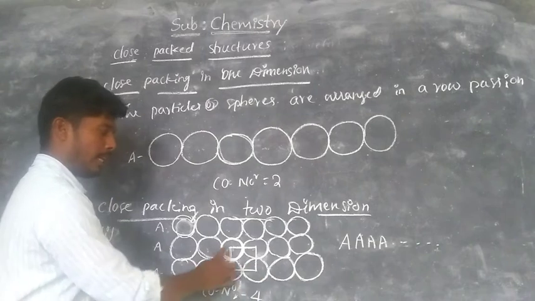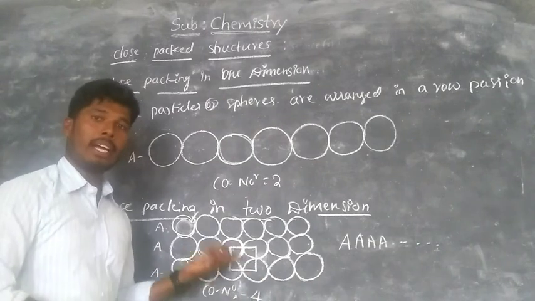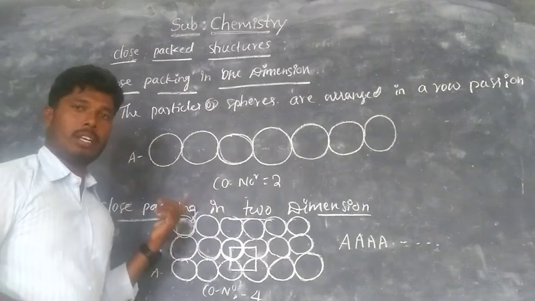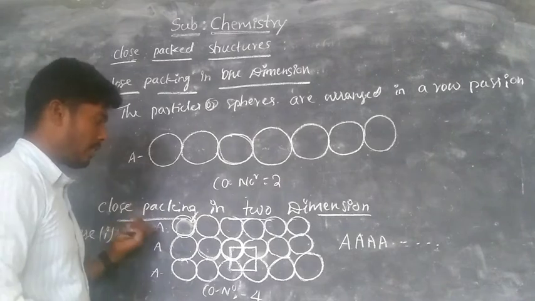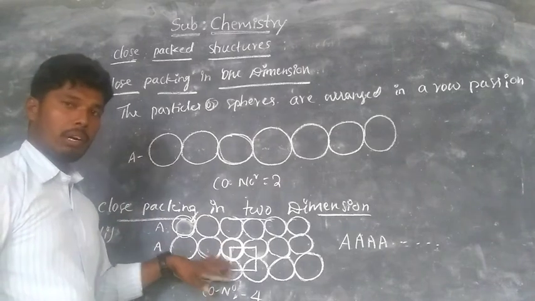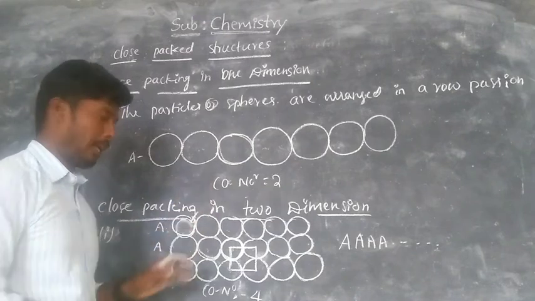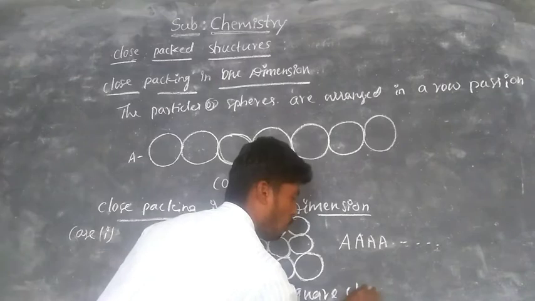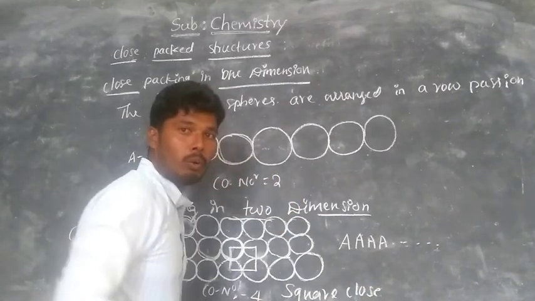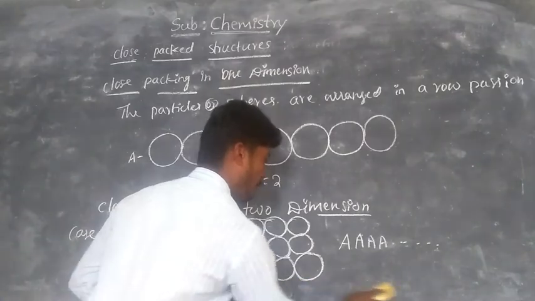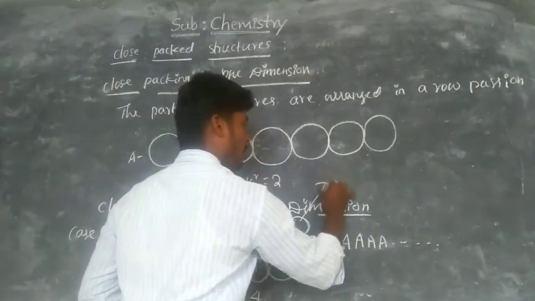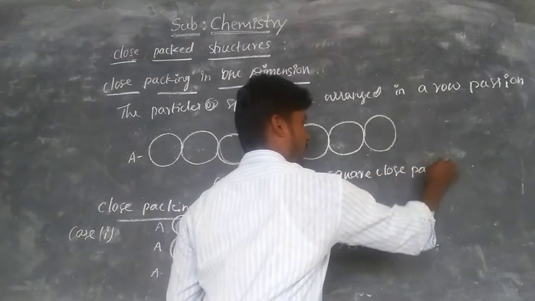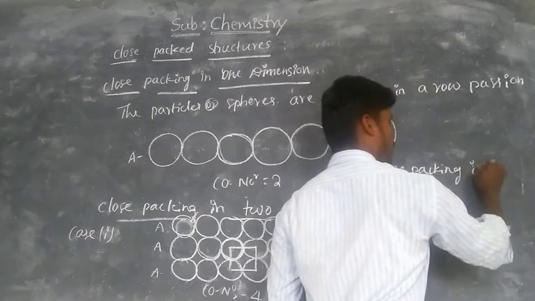These particles are placed in the form of a square. Hence it is called square close packing in two dimensions. This is in the form of a square. Hence this is called square close packing in two dimensions.